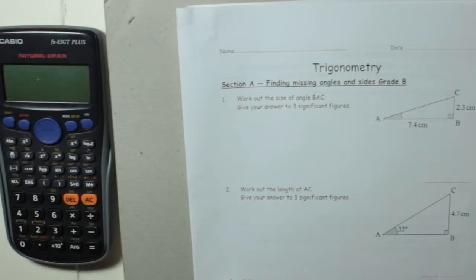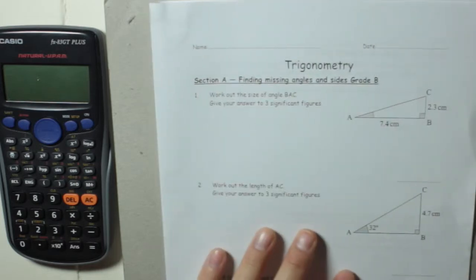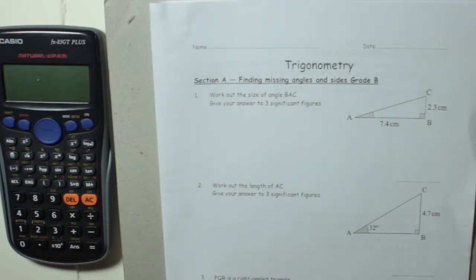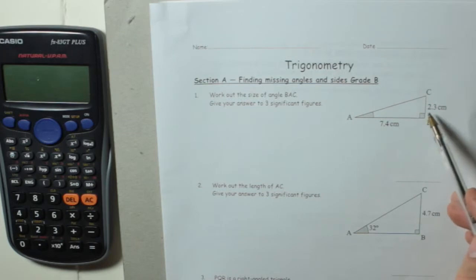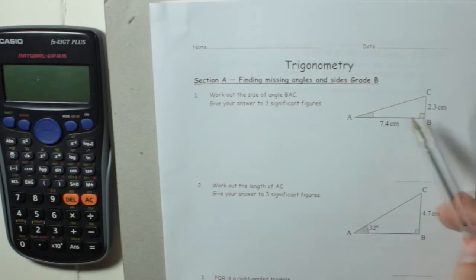Okay, what we're going to look at now is some B grade trigonometry. Now remember, there's a few things in maths that require work with right angle triangles. These are right angle triangles, of course, because there's a right angle there. The main things that use right angle triangles are Pythagoras and trigonometry.